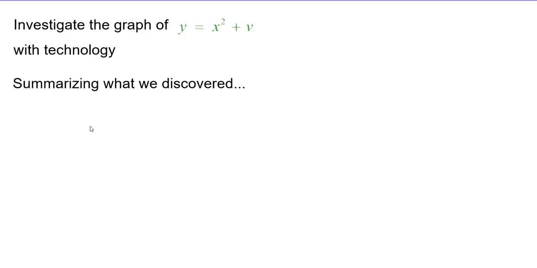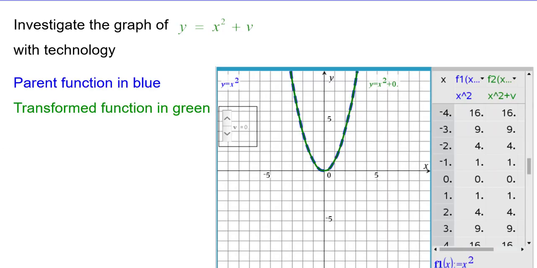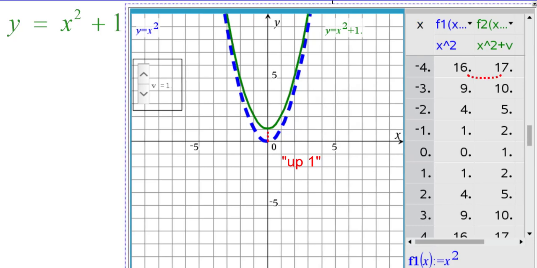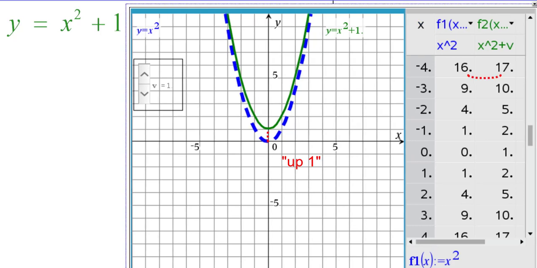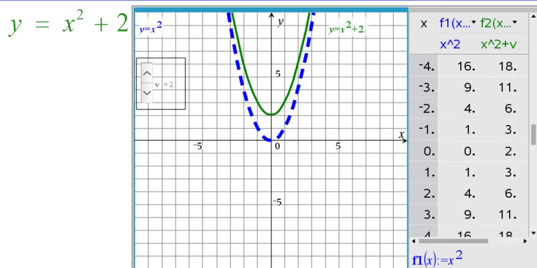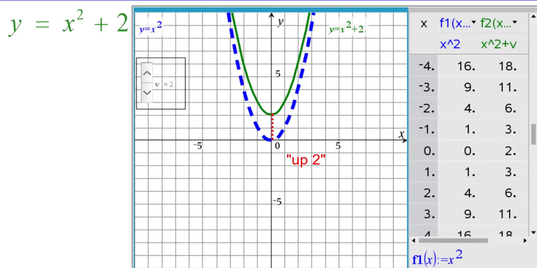So let's go ahead and summarize what we discovered. So I have some screenshots here of the functions. Parent function in blue, transform function in green. So this is y equals x squared plus 0. So here's y equals x squared plus 1. You'll notice up 1, and notice what's going on in the table. Y equals x squared plus 2, up 2 on the graph, and look what's going on in the table.